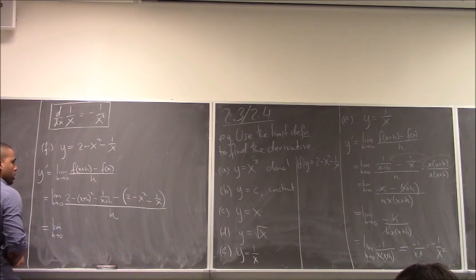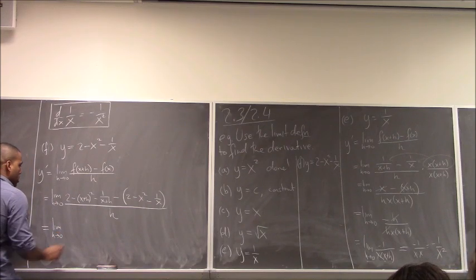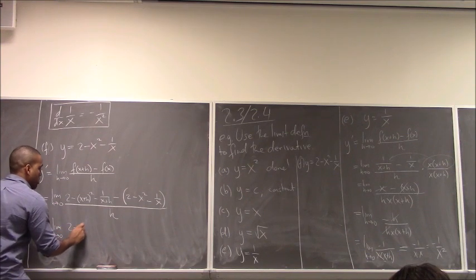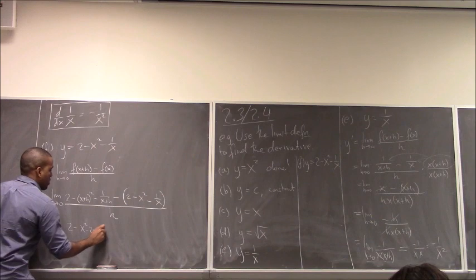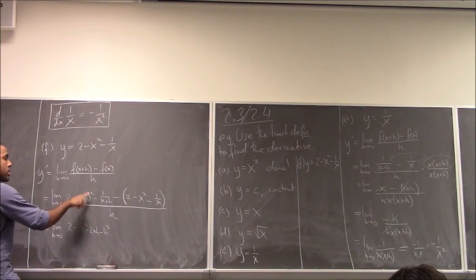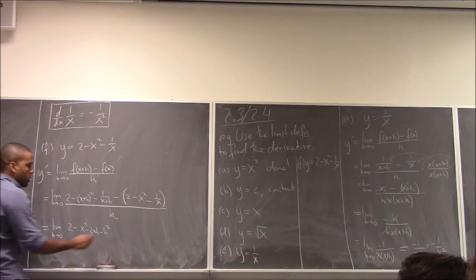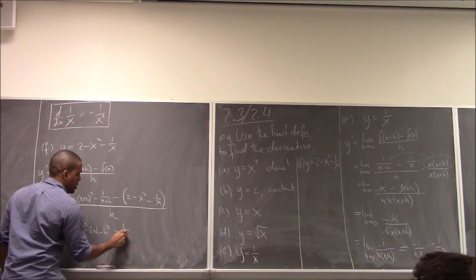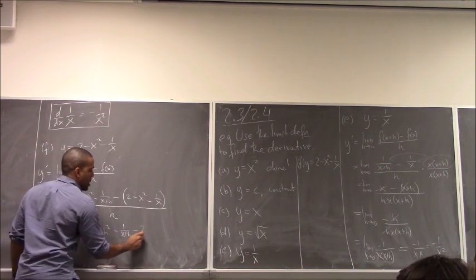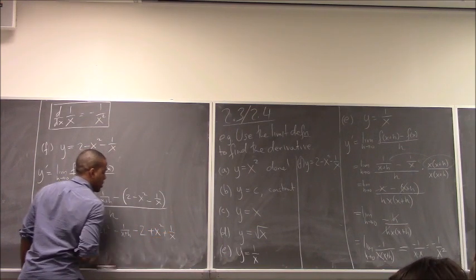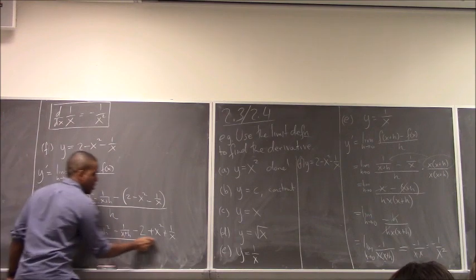Let's simplify a little bit here. So we can take 2, this will be minus x squared minus 2xh minus h squared by me doing FOIL on those parentheses here and distributing the negative sign. This will be minus 1 over x plus h. This will be minus 2 plus x squared plus 1 over x, all over h.